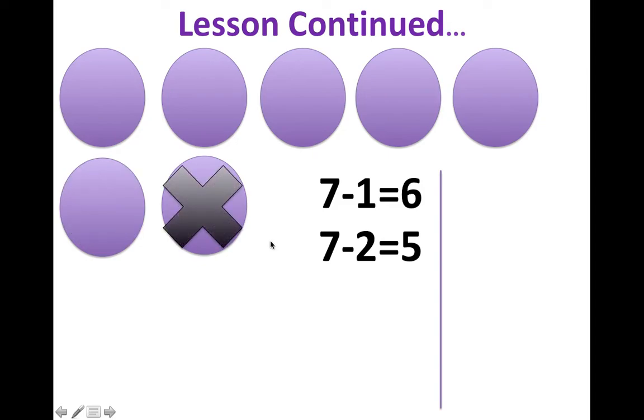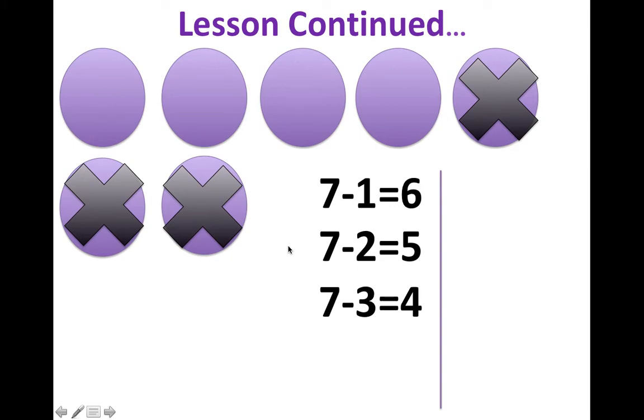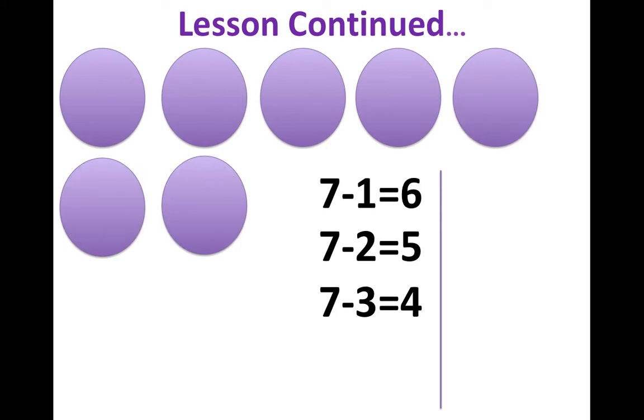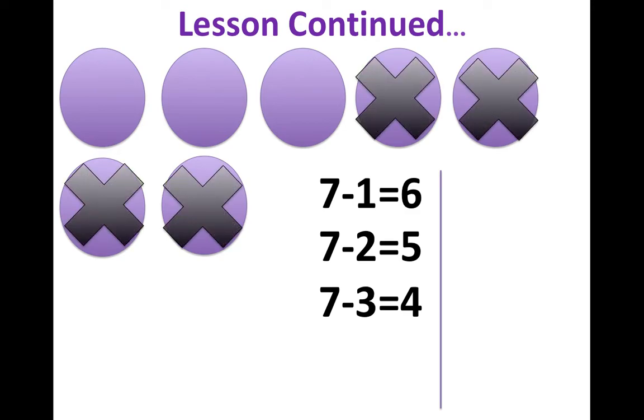Now let's start with 7 again, and this time we're going to take out 3. So the number sentence looks like 7 minus 3 equals 4. Now we're not going to take out 3 anymore. We're going back to 7, and then we are taking out 4 of them. So the number sentence that matches that is 7 minus 4 equals 3.